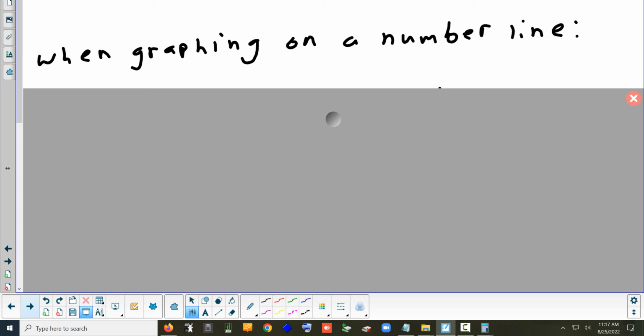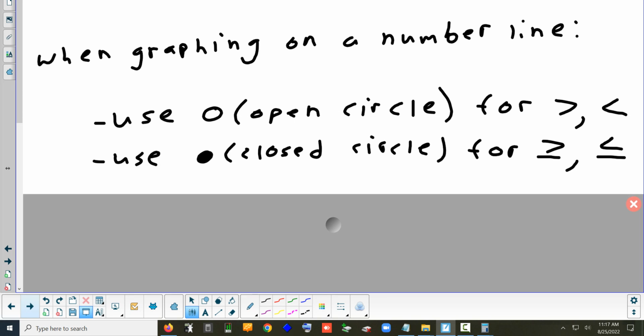So, graphing on a number line. There's two ways to do it. I'm going to show you this way first, which is probably what you're used to doing, and I'm going to show you how our book does it. It's just slightly different, but it's pretty similar.